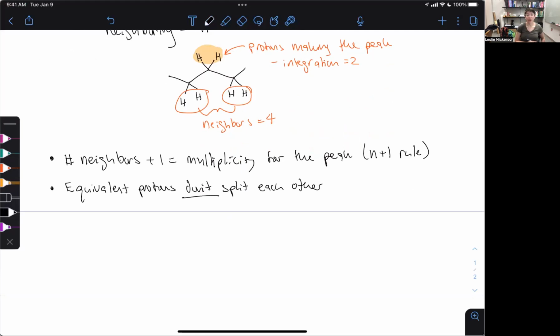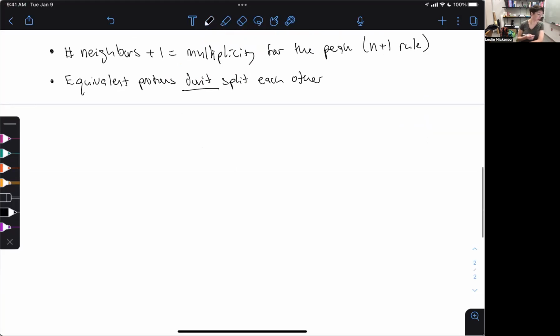Okay, so you cannot be a neighbor if you're the exact same person. You can't be a neighbor if you're yourself. So that's what we're looking for, making sure we don't count anything that's equivalent as a neighbor. Okay, so let's look at some of the peaks that we're going to see.